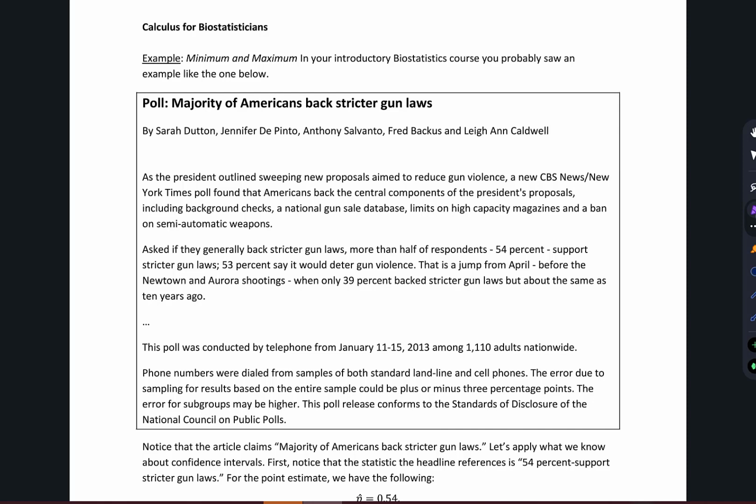But essentially what's going on here is someone did a poll, and they asked respondents a question, and they found that a certain percentage responds in a certain way. For example, for this particular poll, 54% support stricter gun laws, and then they go on to say the margin could be plus or minus 3 percentage points, out of a sample of 1,110 adults.